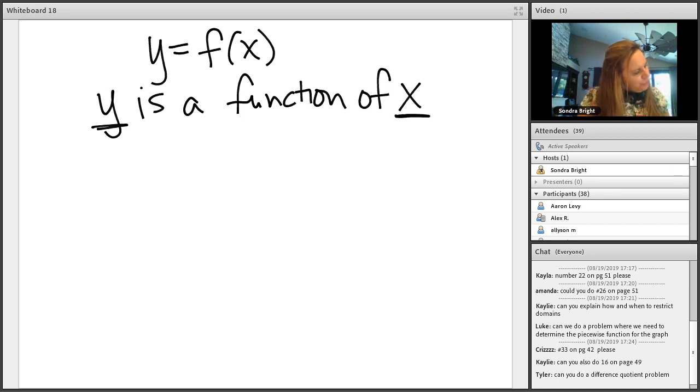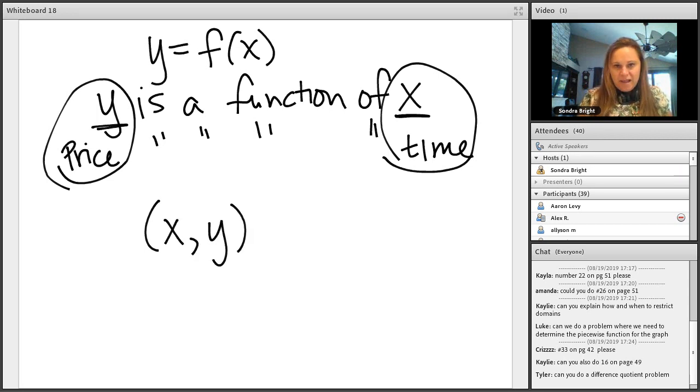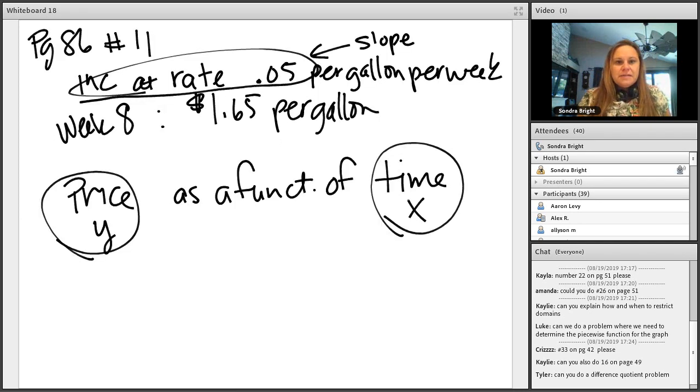And so when they tell you find an equation in standard form giving the price of gasoline as a function of time, right, then time is your x, price is your y. Keep in mind, all ordered pairs are written as x comma y. So time is going to be your x and price is going to be your y when you write an ordered pair. That's how I figure out which one's x and which one's y. I'm going to go back to that slide and finish this problem.